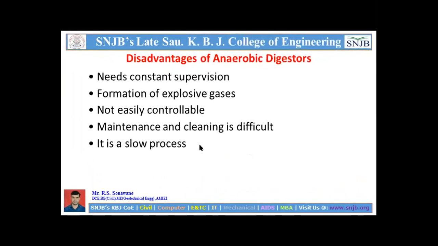Again, here are some disadvantages of anaerobic digestion. It needs constant supervision, which is very important. Then explosive gases may be produced. They are not extremely controllable, as there is no real control of that particular assembly. The maintenance and cleaning are very difficult, and it is a slow process. So these are some disadvantages.